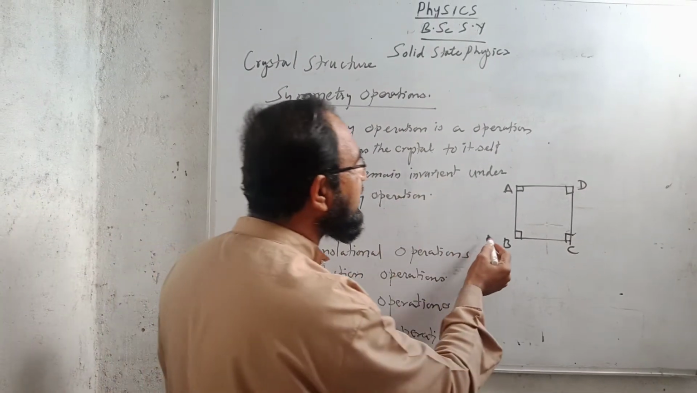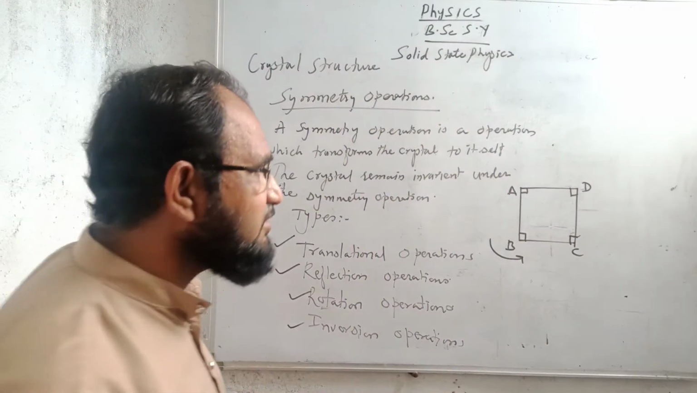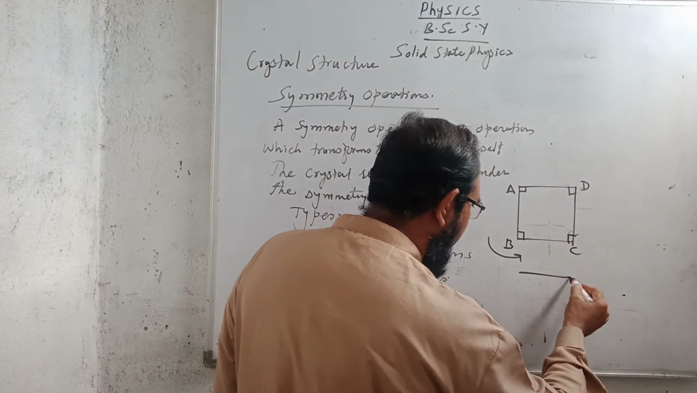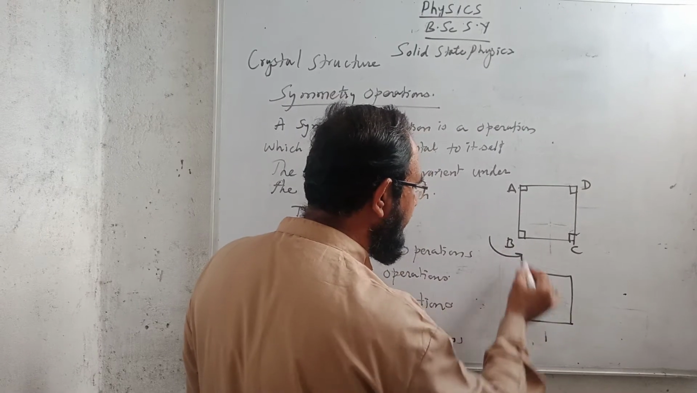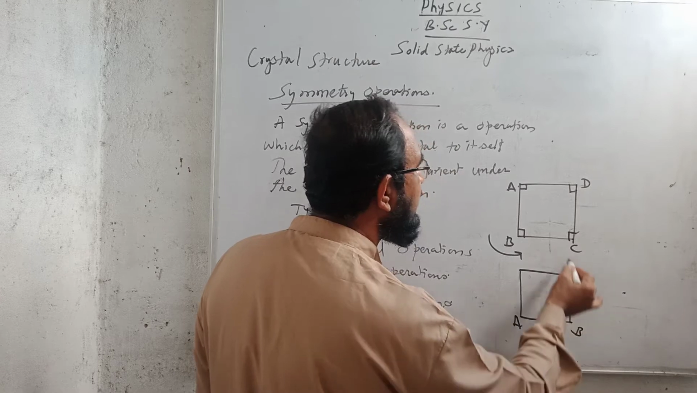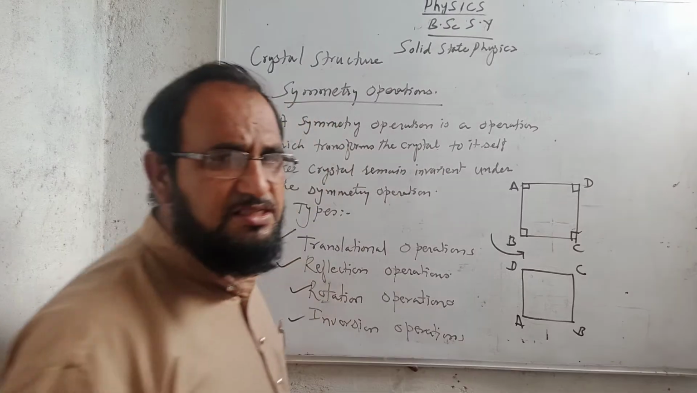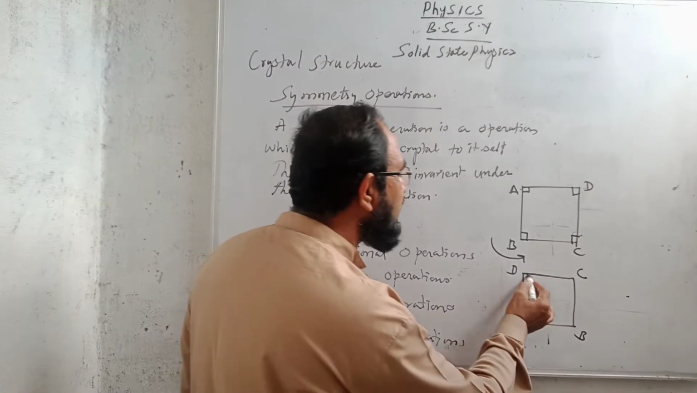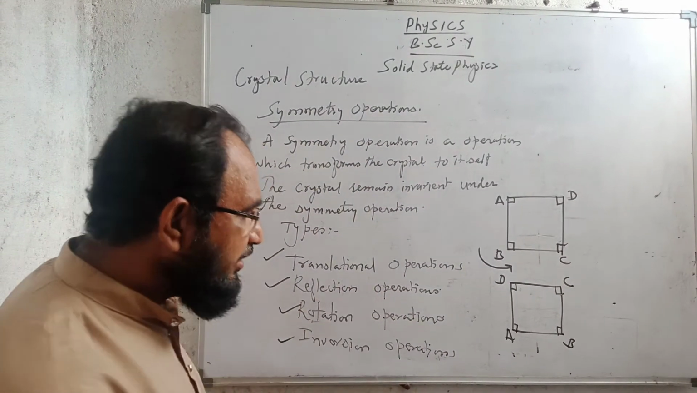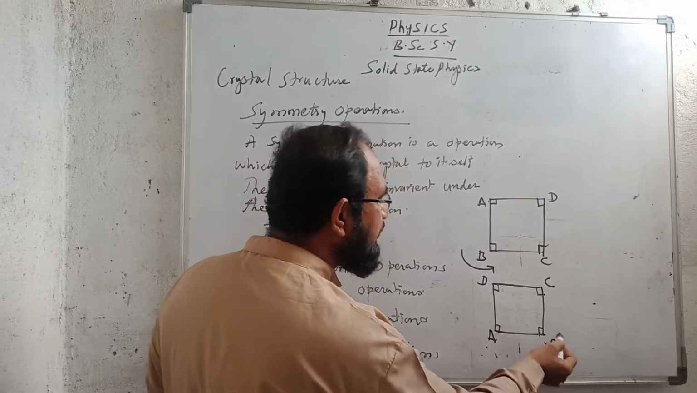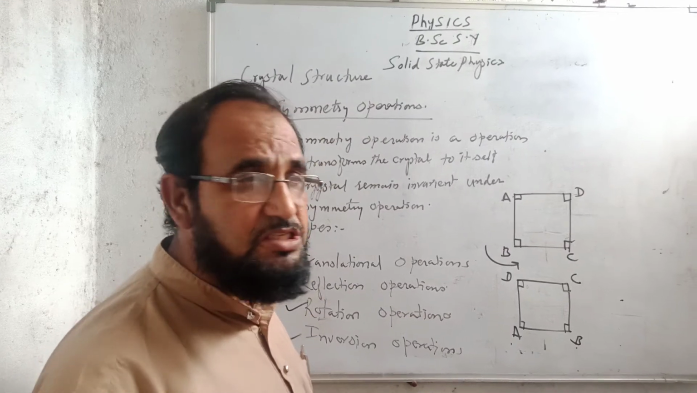Now if I rotate this lattice in the anti-clockwise direction or in the clockwise direction, then after rotation point A gets shifted to B, B gets shifted to C, C gets shifted to D and D gets shifted to A. So we can say that this is one rotation, and if I rotate it again, A will get shifted to B, B to C, and so on. In this way, four types of rotations are possible.